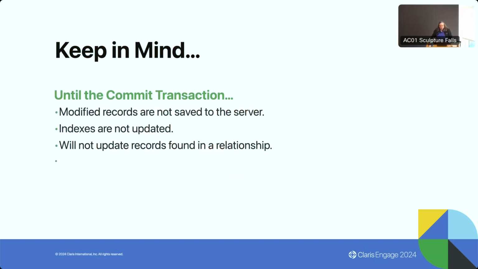Until you commit the transaction, modified records are not saved to the server, so the indexes haven't been updated. If you try to do a find and get the one that you haven't yet committed, it's not going to be there yet. And then you can't update records found in a relationship.